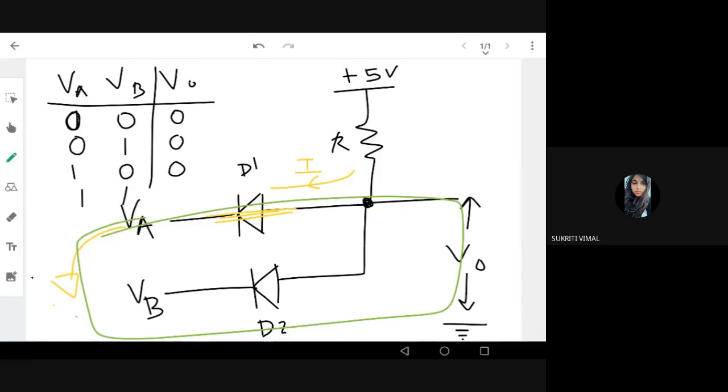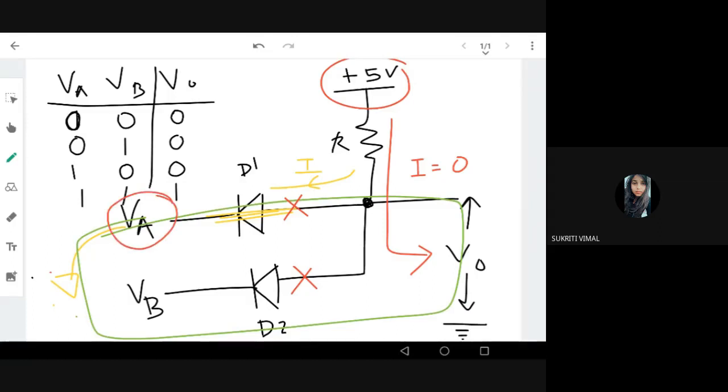When both VA and VB are given high voltage, there is no current through D1 and no current through D2. My output is high voltage because all the 5 volt input is going to drop across my output, since the current is 0. So the output is exactly 5 volt. This happens when the diodes are not conducting: D1 is not conducting when VA is high, and D2 is not conducting when VB is high.